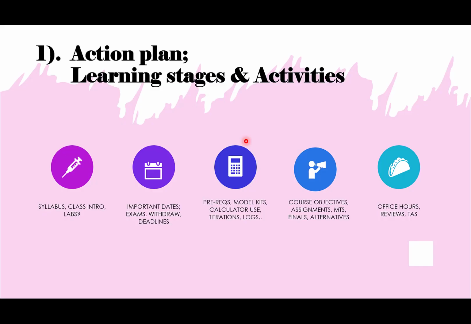So the first thing, you have to have an action plan. The moment you know you're going to sign up for a course of organic chemistry, have an action plan. And this action plan has a few learning stages and some important activities. If you go here, you can see you have to know the syllabus and the class introduction, and is there a lab associated with it or not, or do you have to take the lab with the course, or can you take it later? That's an important thing. That's the first thing I would do, right? Once you sign up for the course.